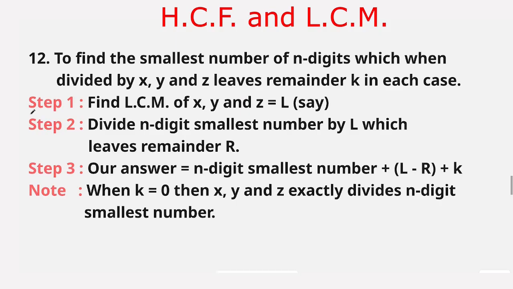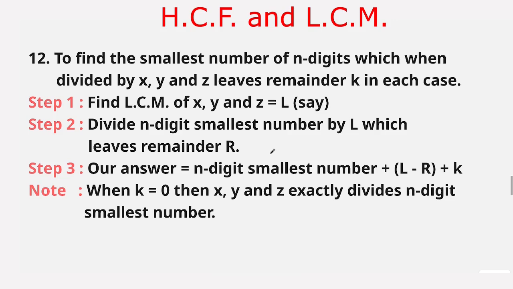What we have to do? Step 1. First we have to find the LCM of x, y and z. Suppose it is equal to L. Then step 2. So step 2 says that divide n digit smallest number by L which leaves remainder R. If we divide n digit smallest number by L and then we get the remainder R. Then what we have to do? In step 3, our answer will be n digit smallest number plus L minus R plus K.